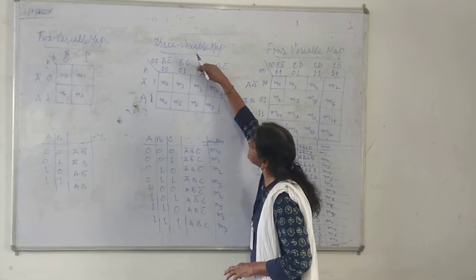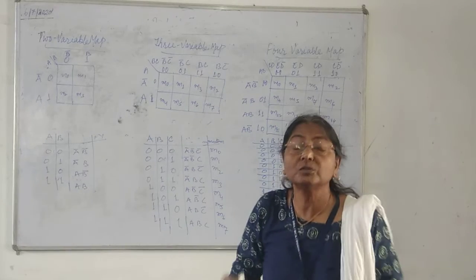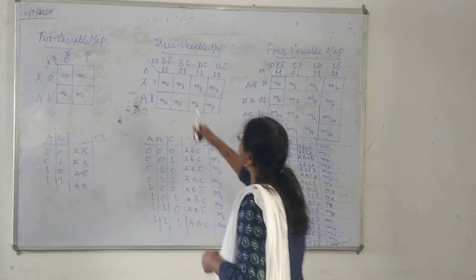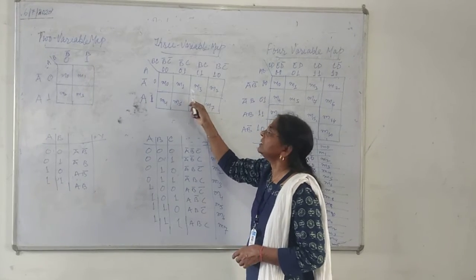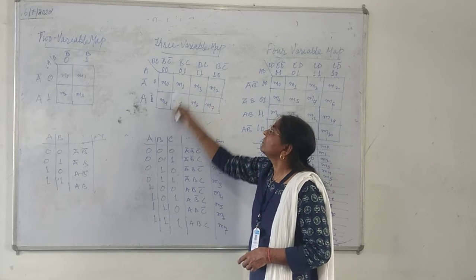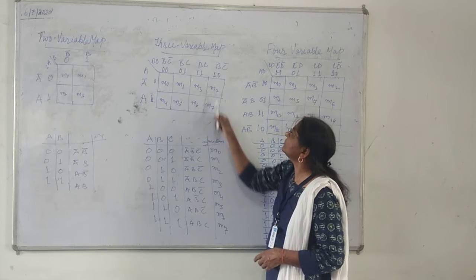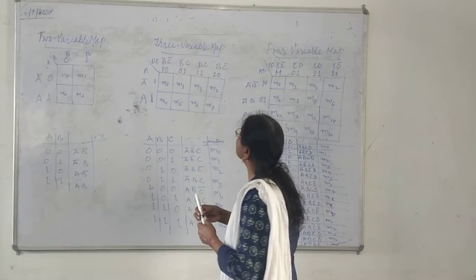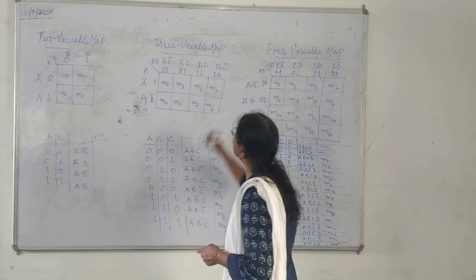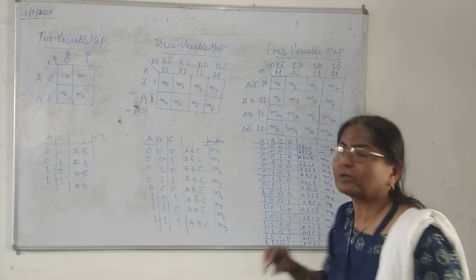Just you have to assign here gray code. But when you are going to convert this value into decimal, you will use it as a binary value, not as a gray code. So here 0, 1, 1 is equal to 3. 0, 1, 0 is 2. Then 1, 0, 0 is 4. 1, 0, 1 is 5. 1, 1, 1 is 7. And 1, 1, 0 is 6. So I have assigned the decimal value to each particular square or cell.